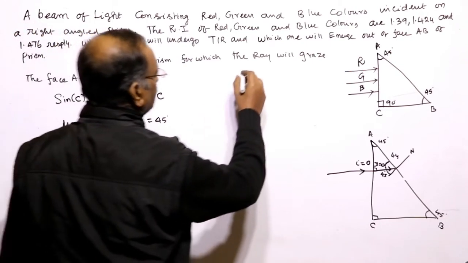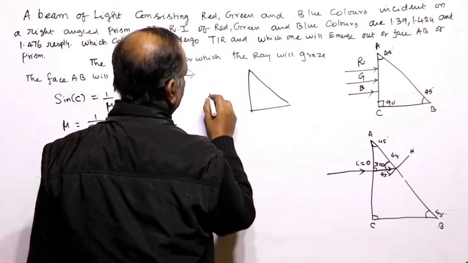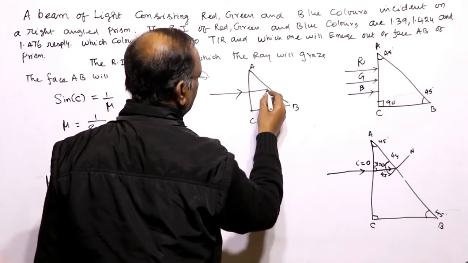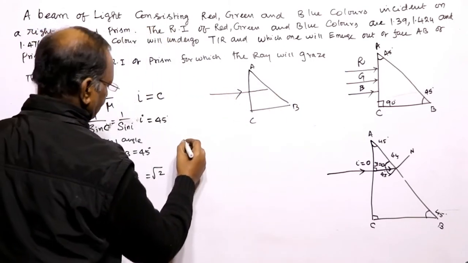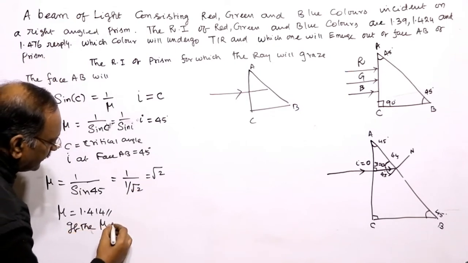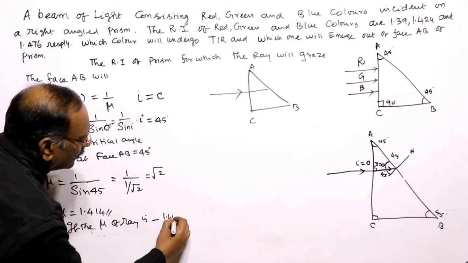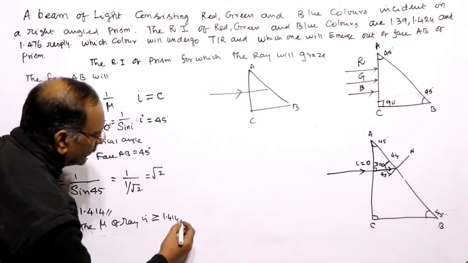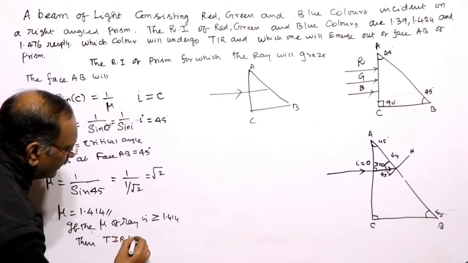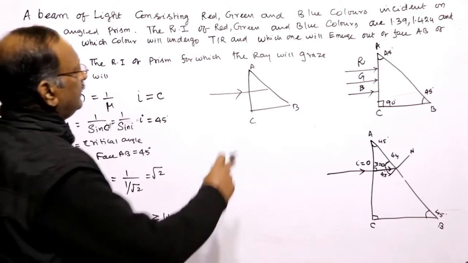Now the light rays are coming: red, green and blue. First is red, which is falling on A, B, C. If the refractive index is equal to 1.414 or greater than 1.414, then total internal reflection will take place.